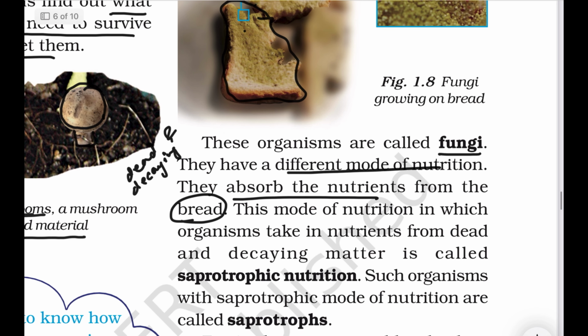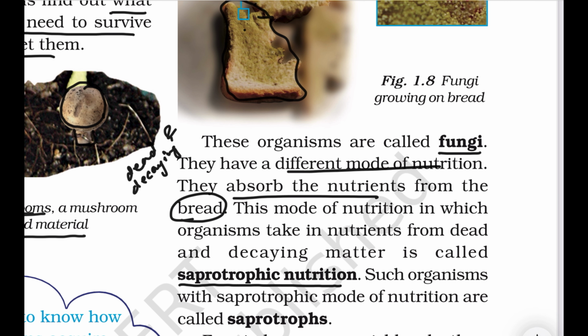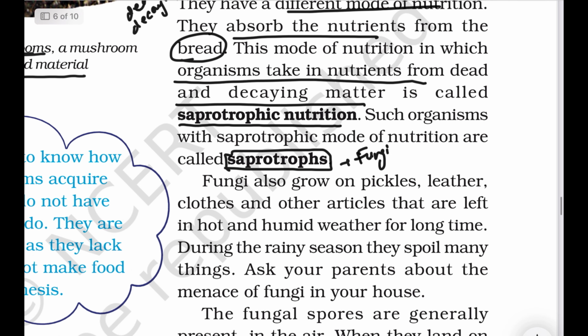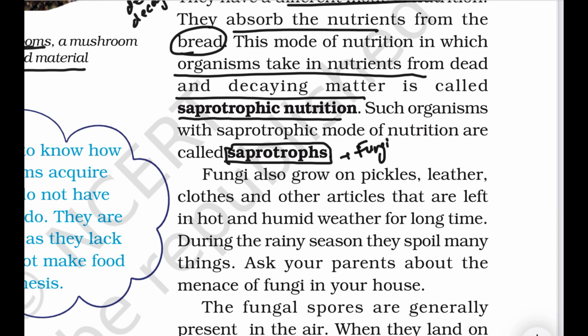This type of nutrition is known as saprotrophic nutrition, in which organisms take in nutrients from dead and decaying matter, and such organisms are known as saprotrophs. So fungi are examples of saprotrophs. Other than bread or rotten wood, fungi also grow on pickles, leather, clothes, and other articles, especially in hot and humid weather or in the rainy season.